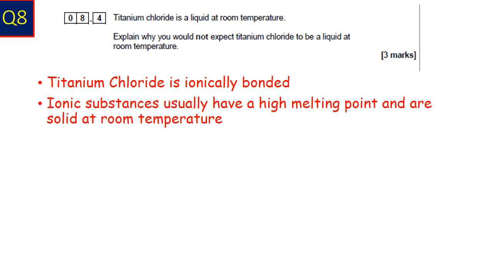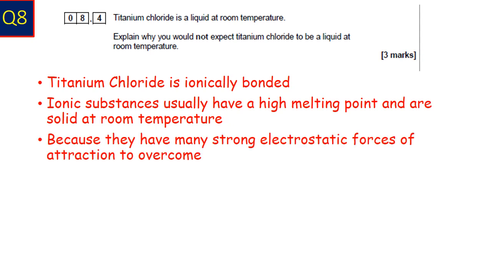So they will give you credit for identifying titanium chloride as ionically bonded, for saying that they are usually solid at room temperature or they have high melting points, and saying why ionic substances have these high melting points. And that's because of the many strong electrostatic forces of attraction. You can't say there are many bonds to overcome, because it's not bonds we are breaking here, it's electrostatic forces of attraction that we are overcoming.